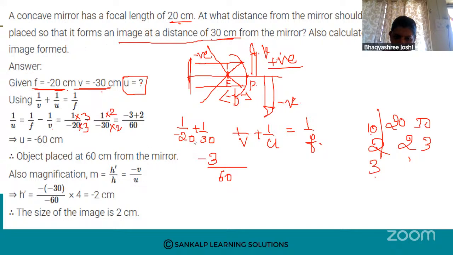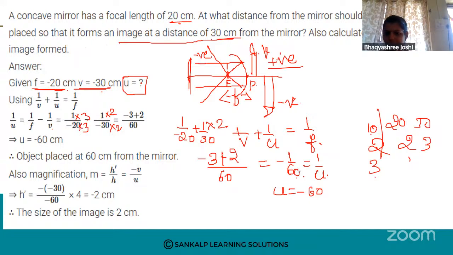That is minus 3 because here minus sign is there. So minus 3 plus 1 into 2. That is 2. Minus 3 plus 2 is minus 1 divided by 60. So minus 1 divided by 60 means this is the value of 1 divided by U. Then what is the value of U? U is minus 60. 1 by U is minus 1 divided by 60. Then what is U? Reciprocal, that is 60, minus 60.